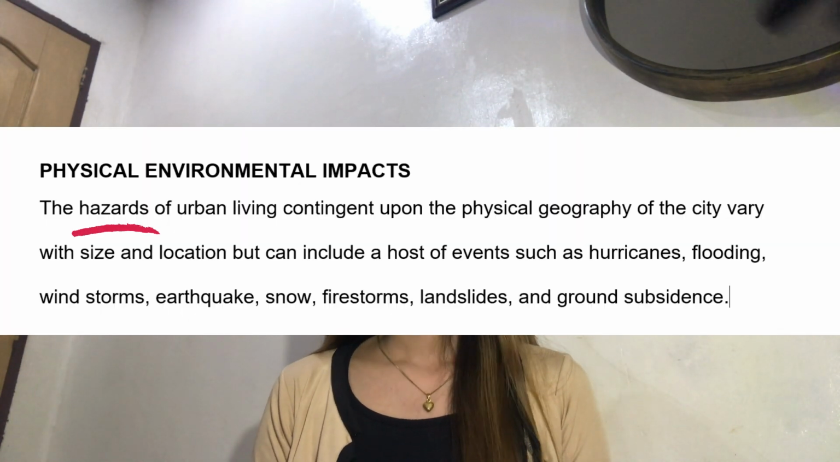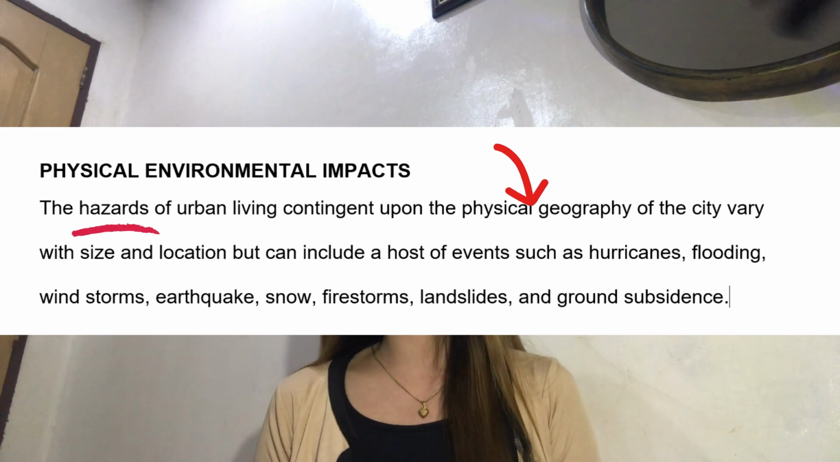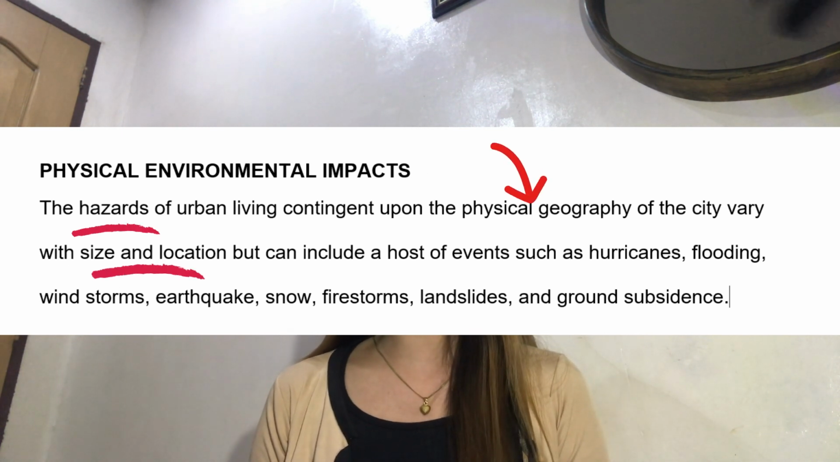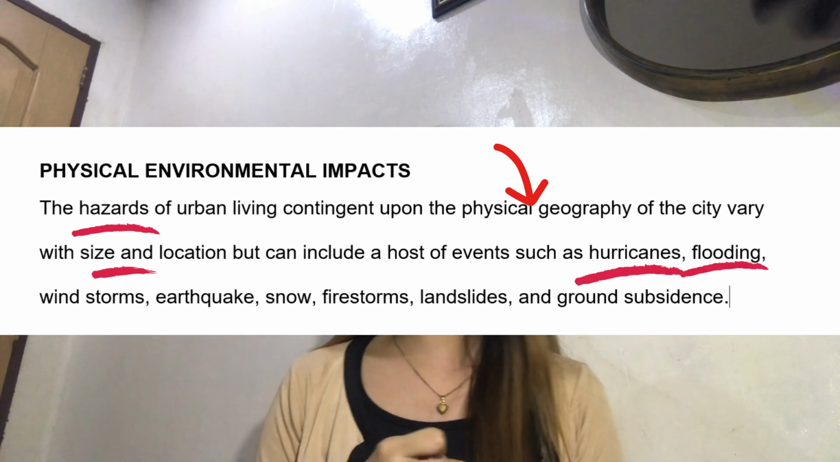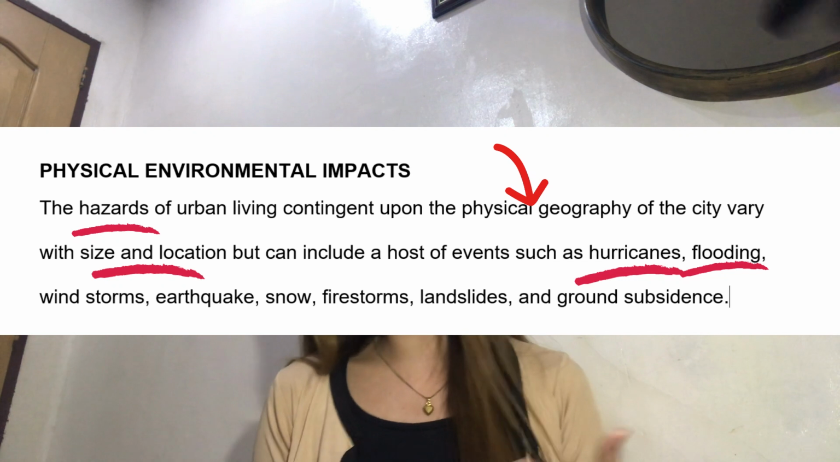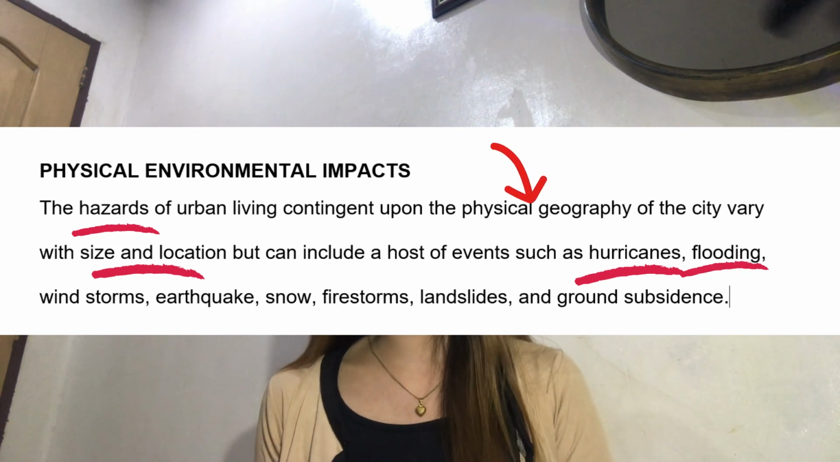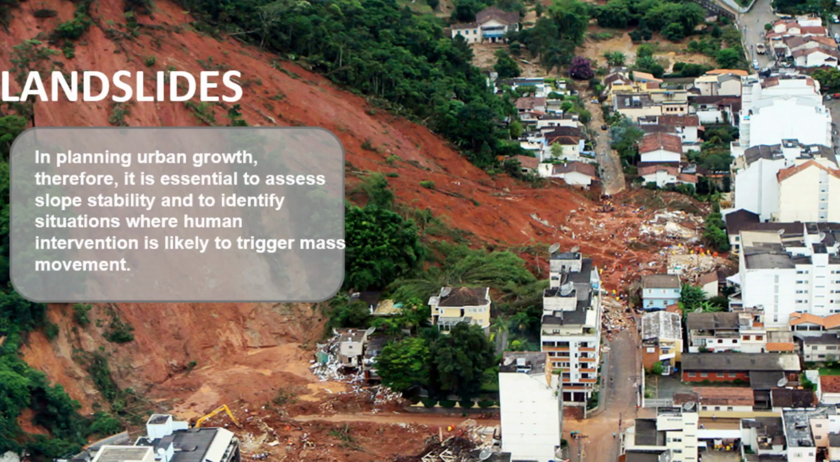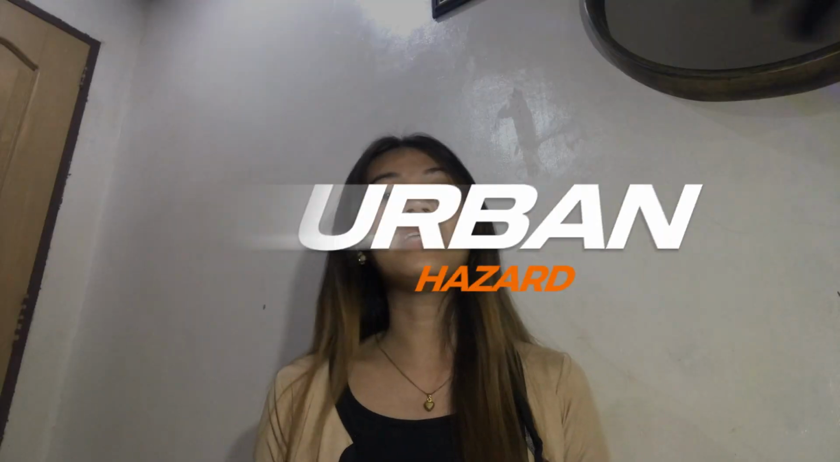Physical environmental impacts are the hazards of urban living, contingent upon the physical geography of the city, varying with size and location, but can include a host of events such as hurricanes, flooding, windstorms, earthquakes, snow, firestorms, landslides, and ground subsidence. But we are not going to explain only what a landslide or earthquake is, or how it occurs, since we already know what it is. What we are going to examine right now is the incidence of and human response to several of these urban hazards.